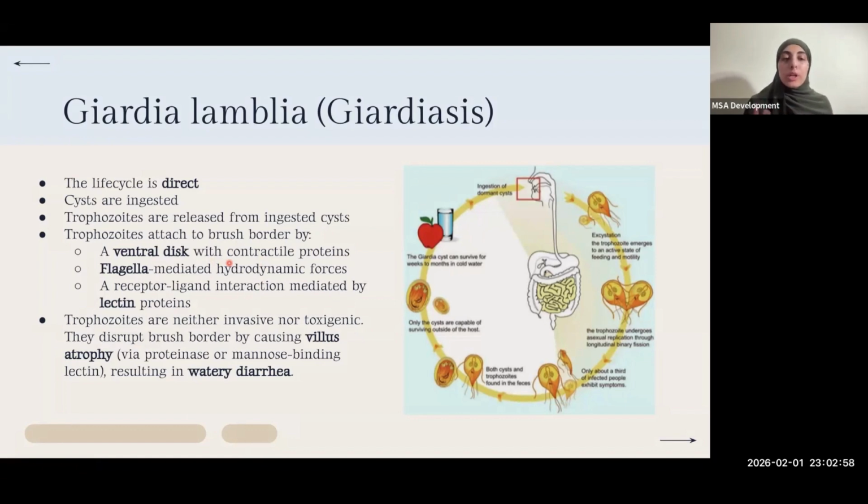The trophozoites are just attaching there and they're just sitting there. They're not invasive and they do not produce a toxin. So how do they produce diarrhea if they're not producing a toxin and they're not invading? Just them being there and sitting on the brush border will disrupt the brush border, leading to villus atrophy, resulting in watery diarrhea. Okay? This is similar to a lot of the organisms that we saw previously. Just it sitting there will cause villus atrophy, leading to diarrhea. But you do not have a toxin or invasion.